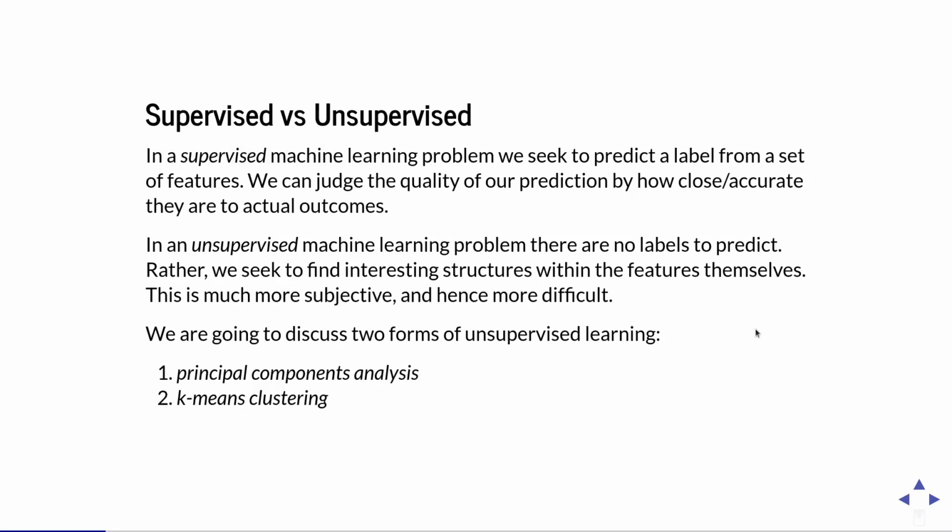What we're trying to do instead is to find interesting structures in the data or interesting aspects of the features themselves. So what does that even mean? What is interesting? What is useful? It's hard to really say, and that's what makes unsupervised learning much more subjective and, in a sense, much more difficult. And so today we're going to talk a little bit more about principal components analysis, and we're also going to talk about k-means clustering, and we're going to work through some tutorials.